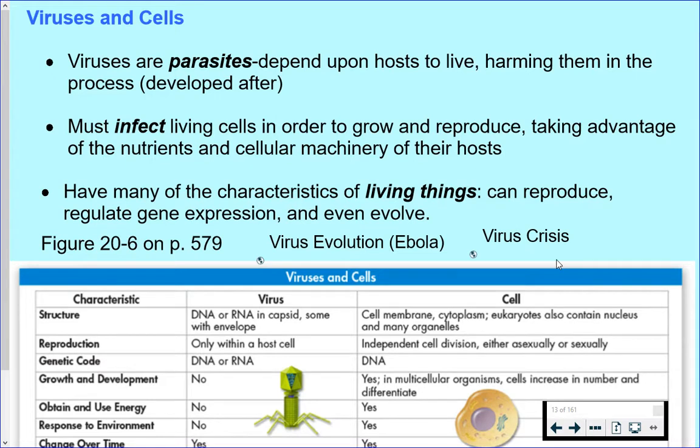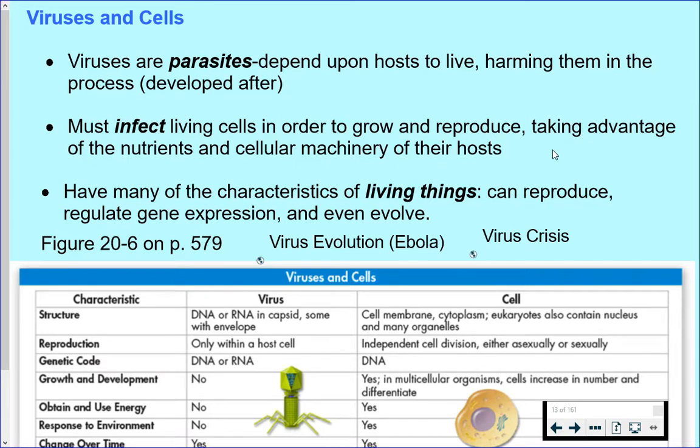So lastly, viruses and cells is at the bottom of your notes. Now, viruses are actually parasites. So the definition of a parasite is something that lives in a symbiotic relationship with another organism, and it harms the host. And so in this case, a virus is a parasite because it harms the host. The viruses take over the cell's machinery and cause them to burst eventually. They must infect living cells in order to be able to grow.